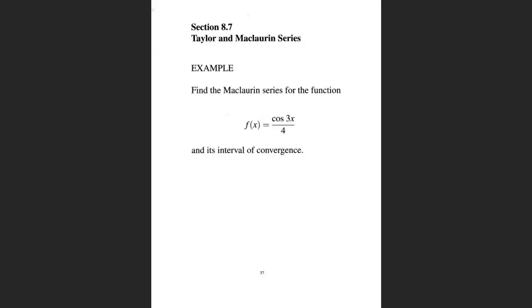Okay, let you copy this example down. We're going to find a Maclaurin series for this function, cosine of 3x divided by 4. Let me give you a moment to copy that down.